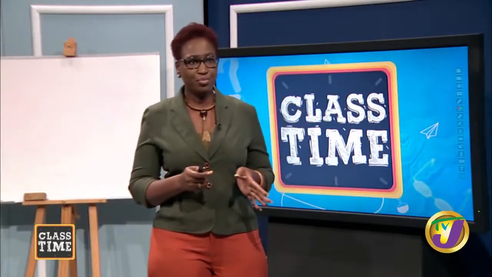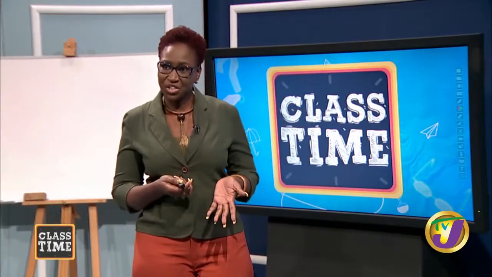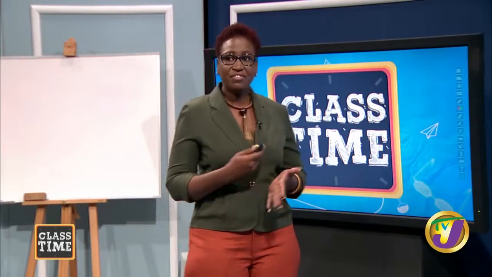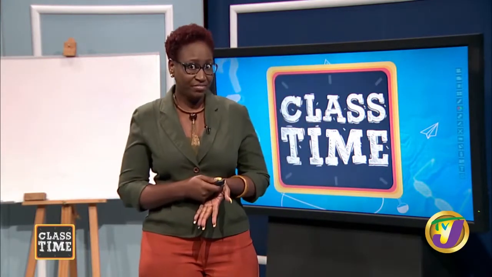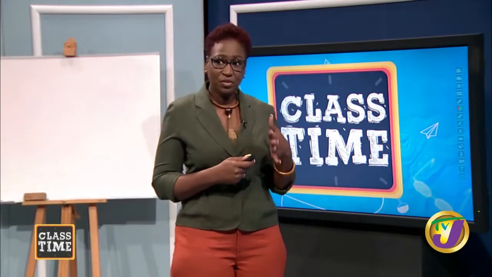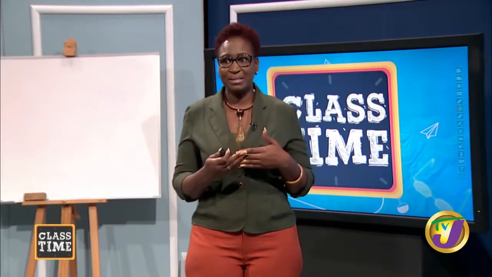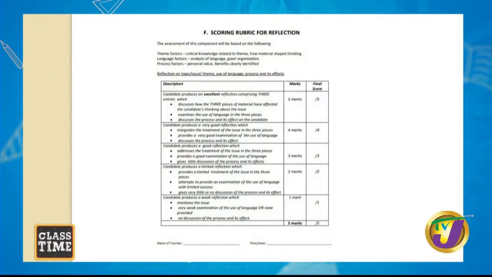All right, your next rubric, of course, is for the reflection. Now, the reflection, even though it's 3 different parts, it's marked out of 5. So to get the full 5 marks, you have to complete more or less the ultimum for all 3 reflections. So if you look at the very top tier there, notice it says you produce an excellent reflection comprising of 3 entries. Remember, reflection 1, 2, and 3.